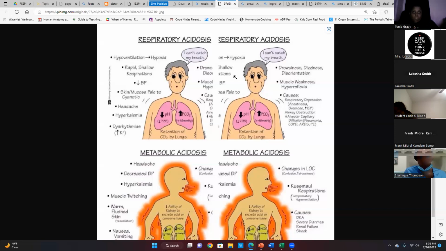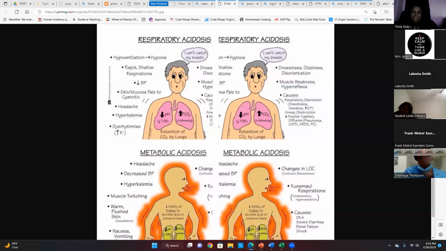So this patient that has respiratory acidosis, hold on, this is not. This is a double picture, okay? That's why it's just showing acidosis. I thought it was showing alkalosis. I was like, wait, that's not right. Okay, so sorry about that.